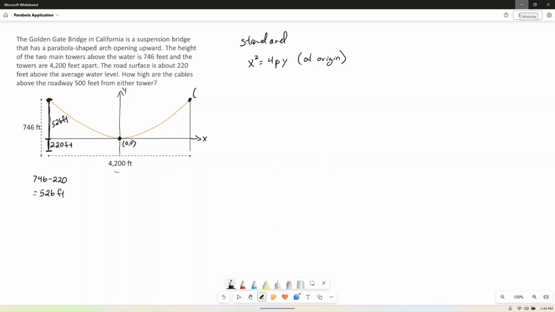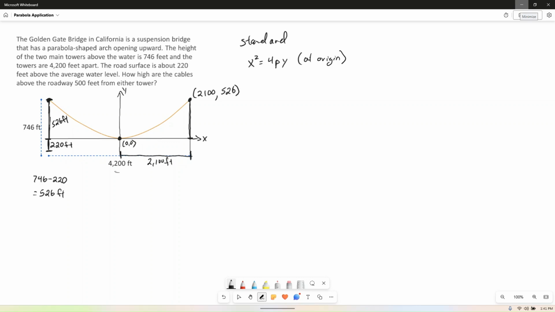Well, if the distance between the left tower and the right tower is 4,200 feet, then that means the distance from the center, from the vertex to the right, is half of that. So that would be a distance of 2,100 feet. And that would be the x coordinate, the x dimension for my tower. Then we also need to know the y value. The y value would be the distance from the x-axis, which is the roadway, up to the top. And we already talked about this a few minutes ago. We know that distance is 526 feet.